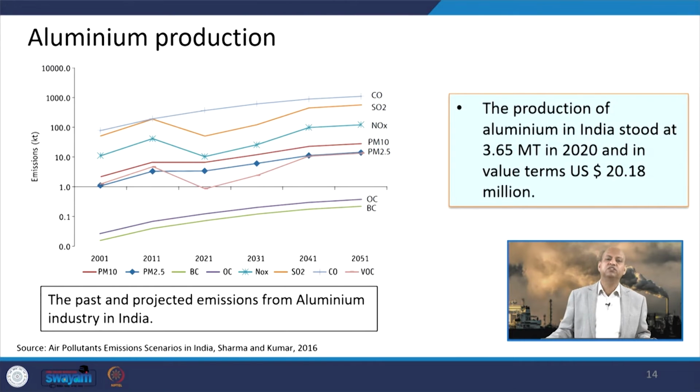You can see the production of aluminium in India stood at 3.65 million tons in 2020, and in monetary value it is around 20.18 million US dollars. So, that kind of scale of aluminium production is occurring here. But if you compare with iron, steel or cement, the increase of CO and SO2 emissions is not as sharp as in those particular industries. It is interesting to see what the reasons are, either the growth is not as sharp in comparison to those industries, or maybe better fuel consumption or better efficiency of the technology may be responsible.